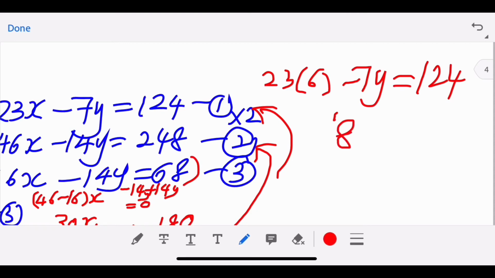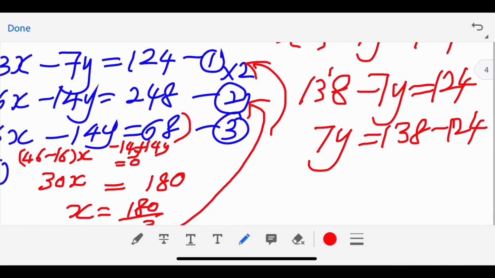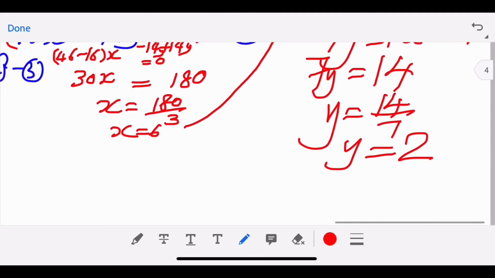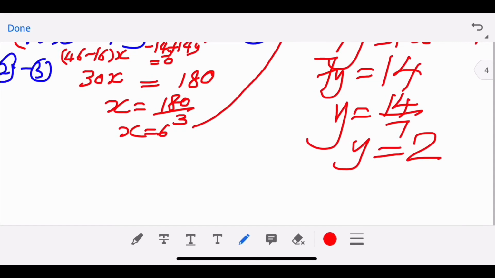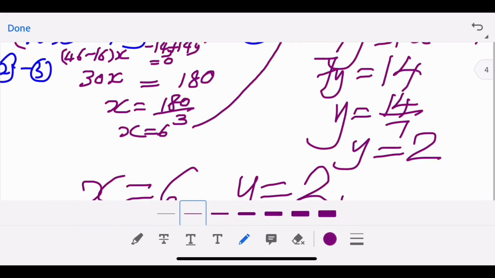So that means you try to solve the y. 138 minus 7y is equal to 124. So then 7y is equal to 138 minus 124. So 7y is equal to, okay, you can press your calculator. So it's 14, right? So then y is equal to 14 divided by 7. So hence y is equal to 2. So that means the marks for the correct answer is 6 marks and the marks for the wrong answer is 2 marks. Understand?